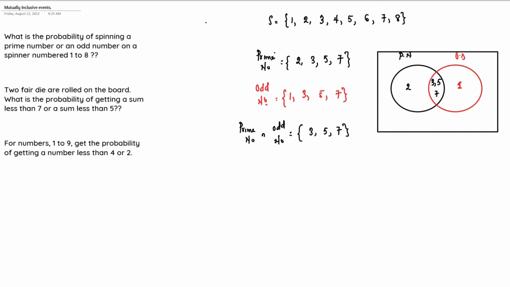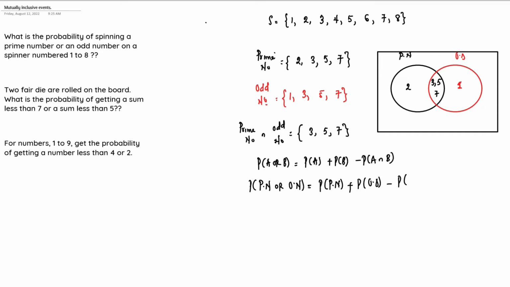According to the addition rule of two mutually inclusive events, the formula is: probability of A or B equals probability of A plus probability of B minus probability of A intersection B. So that means the probability of having a prime number or an odd number is going to be equal to probability of having a prime number plus probability of having an odd number minus probability of having a prime number intersection having an odd number.